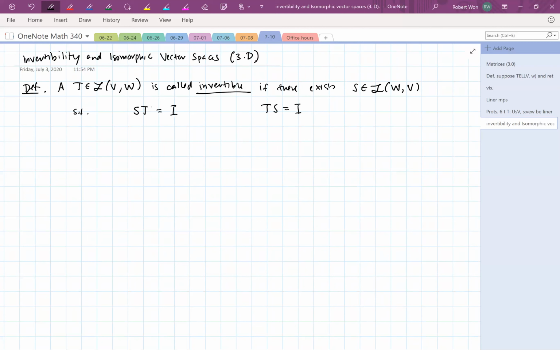Okay, notice though that these are two different identity functions, right? ST goes from V to W to V. First you do T, then you do S. So this is the identity on V. TS, on the other hand, means you first do S and then you do T. So this composition is the identity on W. So if you can find a map that undoes what T does, whether you do it first or second, then you say that T is invertible, and you call S the inverse of T.